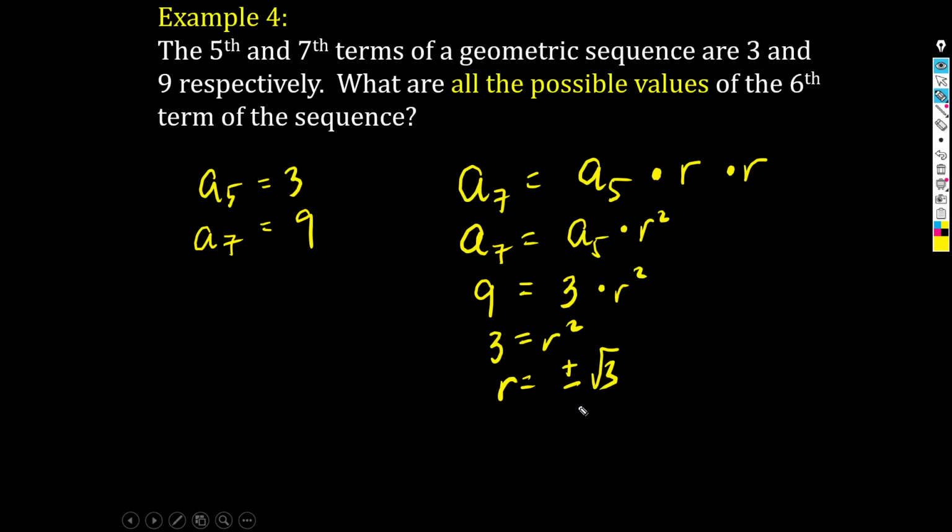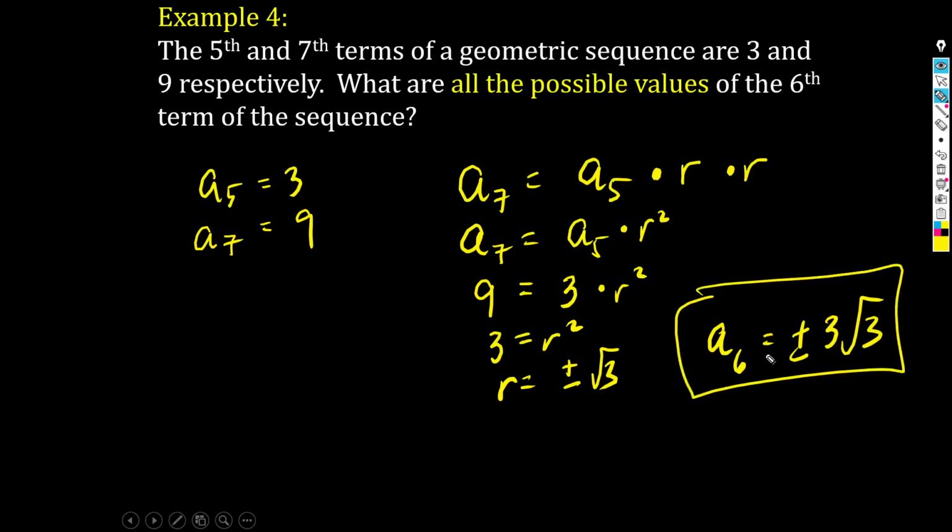So our common ratio can have two specific values, square root of 3 and negative square root of 3. And by that, there are two possible values for the sixth term. I can either multiply the fifth term by square root of 3 to get the sixth term, or multiply it by negative square root of 3. In other words, a sub 6 should be plus or minus 3 square root of 3. Right? Very easy.